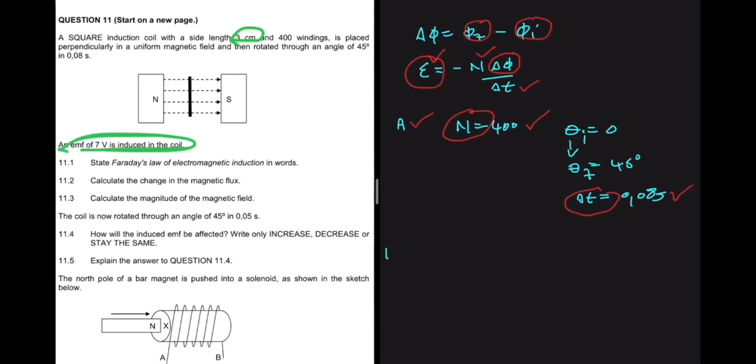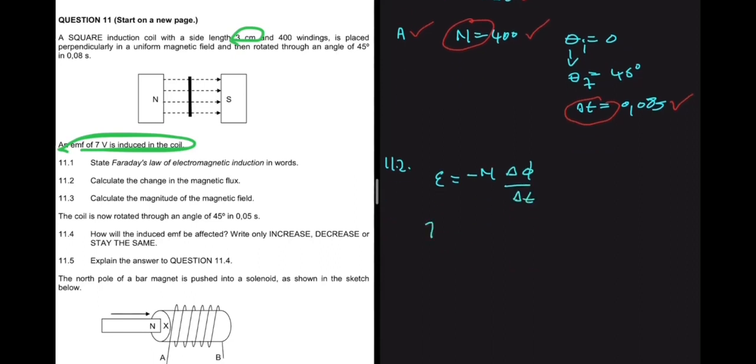So for 11.2 here, we're going to say that the EMF will be equal to minus N, the number of turns on the coil, right? This is the formula we use, multiplied by the change in the magnetic flux divided by the change in time. So what is the EMF? The EMF is 7, right? And how many turns do we have on the coil? We have 400 turns, and then we're looking for the change in the magnetic flux divided by the change in time. The time is 0.08 seconds, so let me put that in.